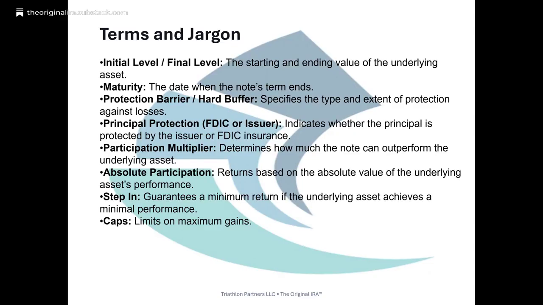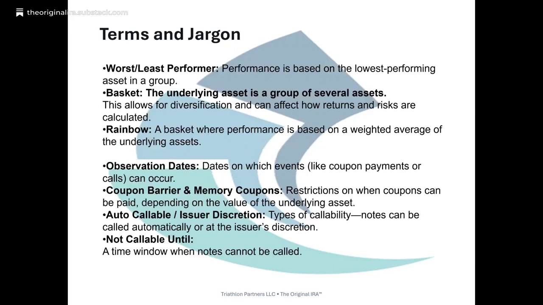There are some caps or limits on maximum gains, or something called a worst or least performer, because some structured notes are based on the performance of 2 or 3 or 4 different underlying securities, but the final valuation is based on the least or the lowest performing asset in that group. A term called rainbow, and we're going to have a great example of that later on.